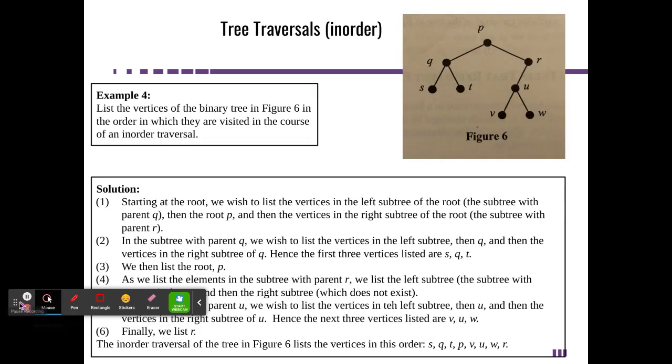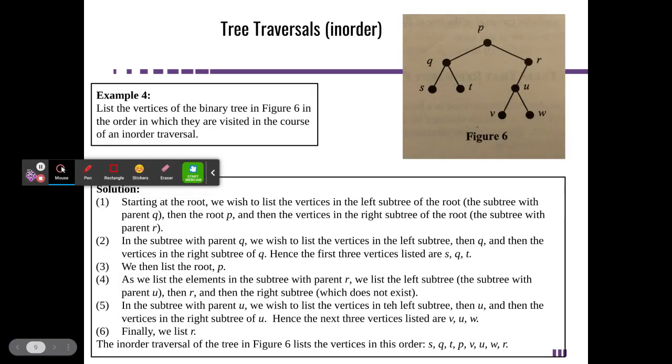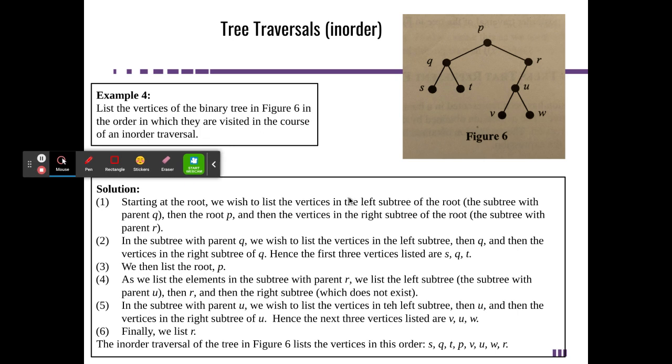So taking a look at this, if we wanted to list the vertices of the binary tree in figure 6 in order traversal, remember, in order would be where we think about this first subtree. That would be S, Q, T. There's our SQT. And then once we went from that subtree, we would go up to our vertex. We'd be up here at P. So that's where P comes in.